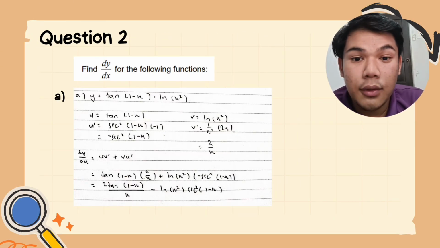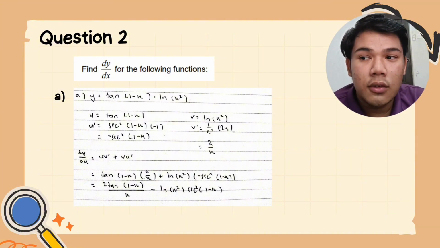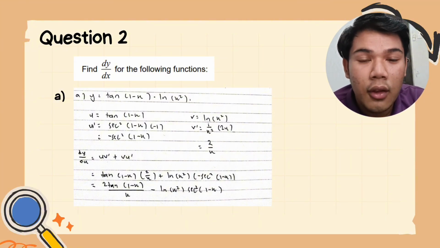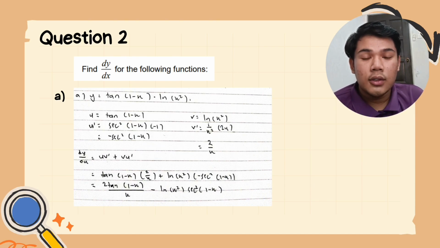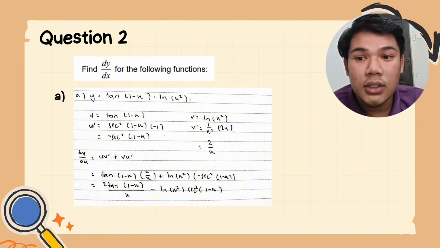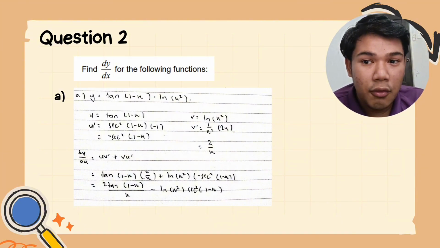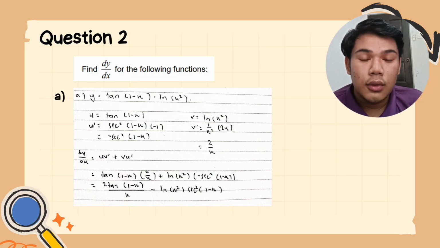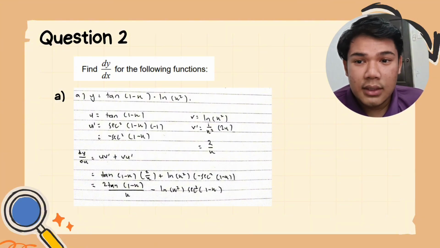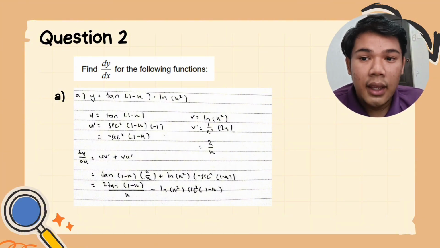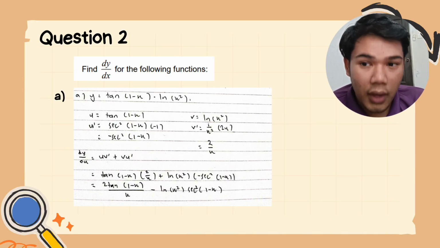Okay, now I will explain question 2, which is find dy over dx for the following functions. There are two questions, a and b. For a, y equals tan(1 minus x) times ln(x squared). First we identify the functions: u equals tan(1 minus x), v equals ln(x squared). Then for step 2, we differentiate each part. u equals tan(1 minus x) becomes negative sec squared(1 minus x), and for v, ln(x squared), differentiating it becomes 2 over x.